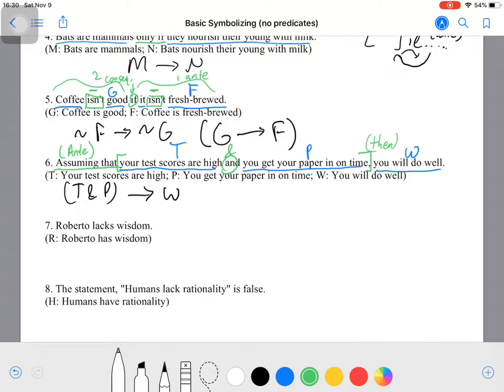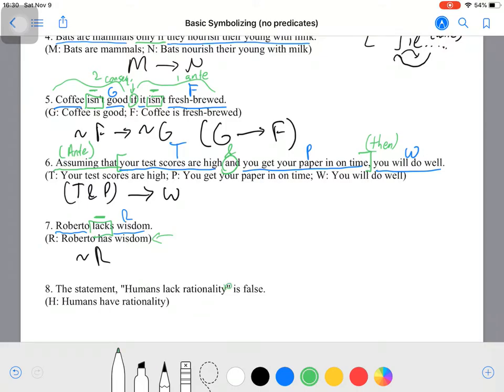For 7, we see a "lax." Lax is going to be a negation here because for our symbolism down here, we see that R stands for Roberto has wisdom, not Roberto lacks wisdom. So Roberto has wisdom is R, which means we're going to translate this as not R. And then we get to 8.